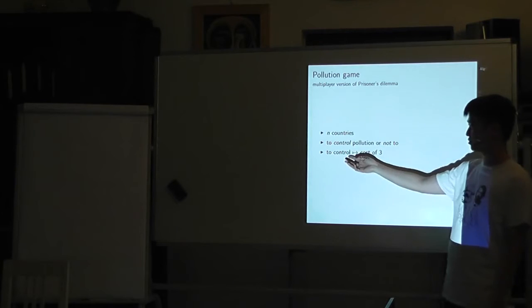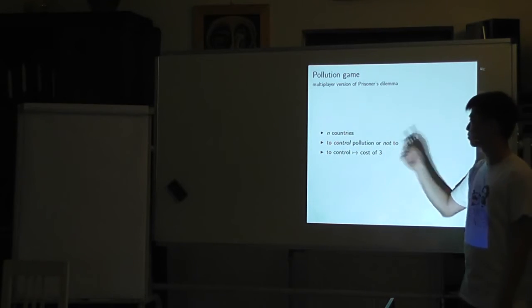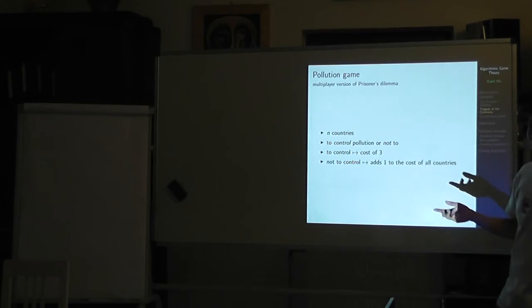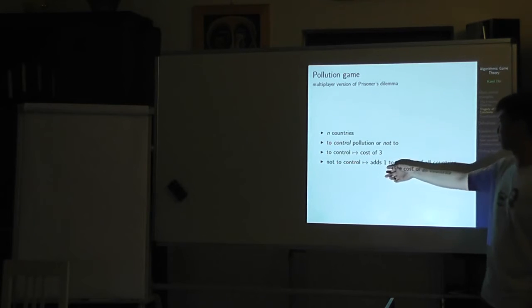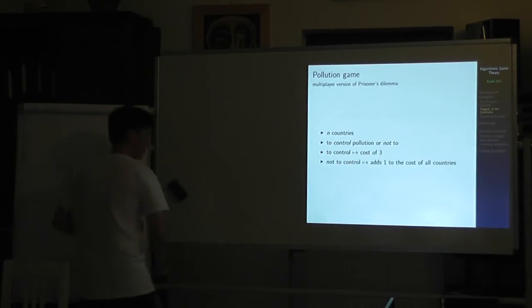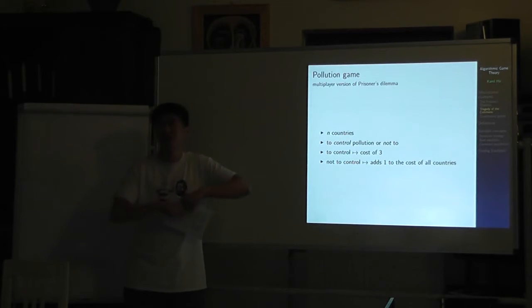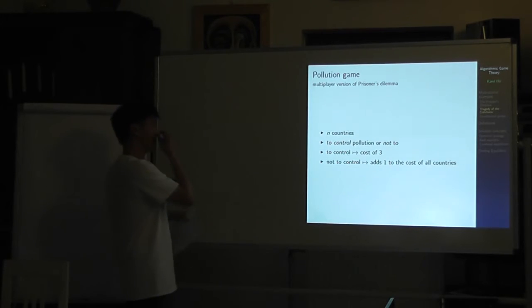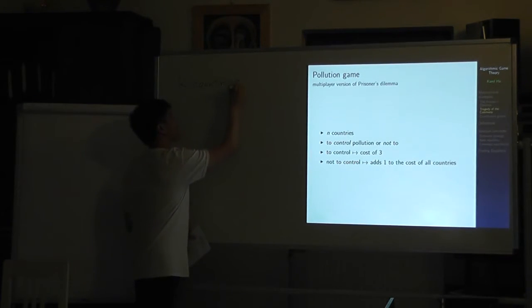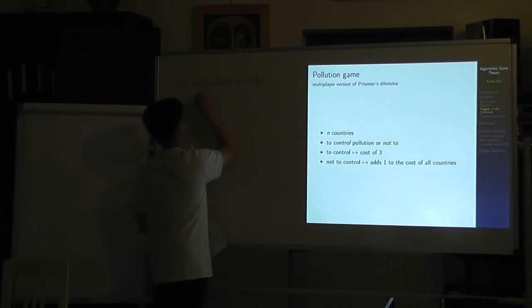if a country decides to control pollution, it will get a cost of three. But if they decide not to control the pollution, the air would be so terrible that they would add the cost of one to the cost of all countries. So if I am, for example, China, then I would add the pollution cost to every other country in the world, including, of course, my country. So, what I want to show in this example is that selfish behavior can lead to socially unacceptable situations. So imagine that there are K countries that do not control the pollution.